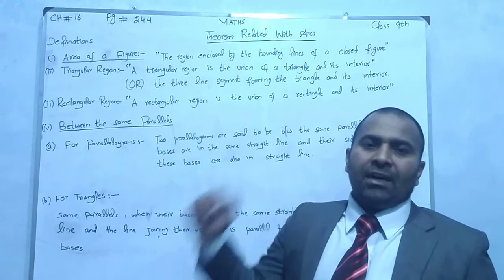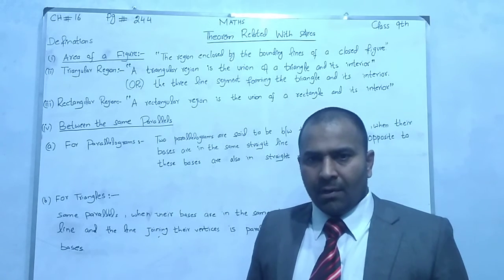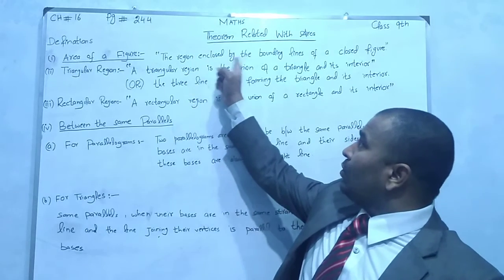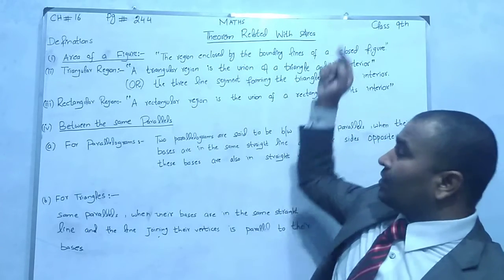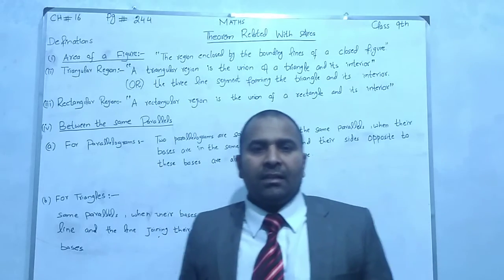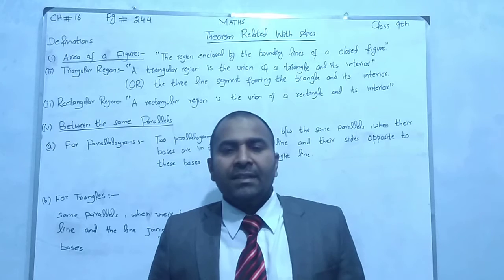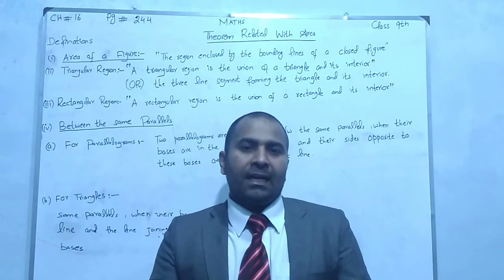The first one is area of a figure. It is defined as the region enclosed by the bounding lines of a closed figure. The region enclosed by the bounding lines. First, understand what is the meaning of bounding lines.